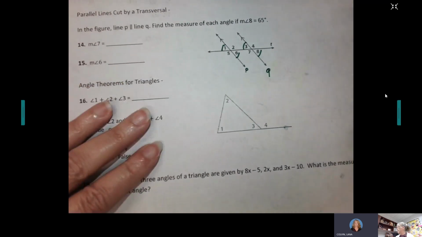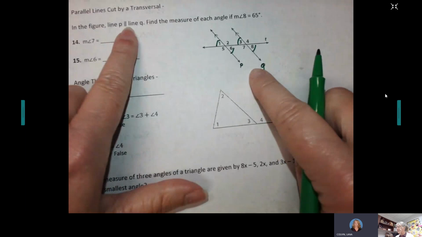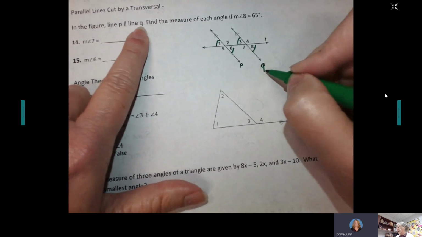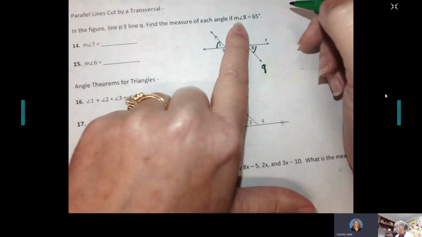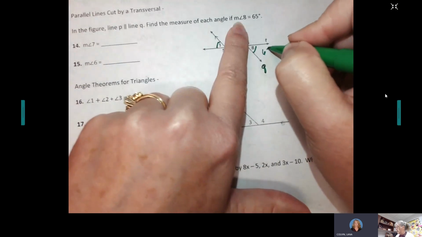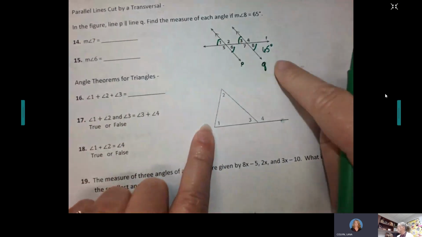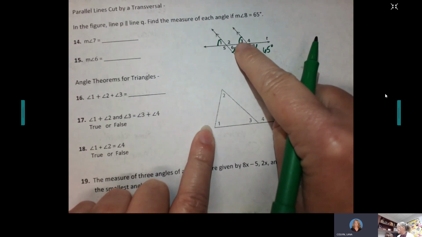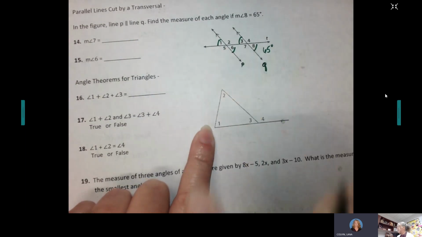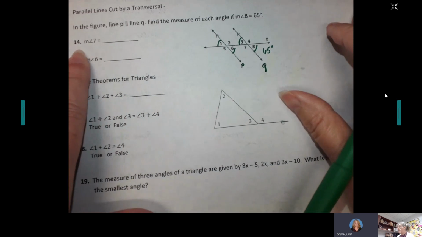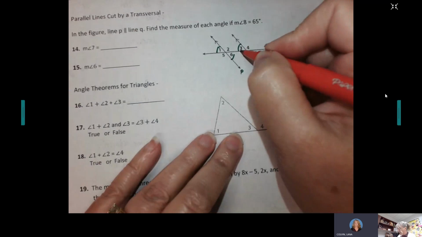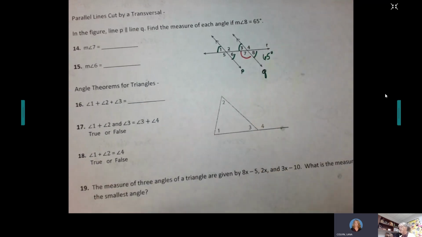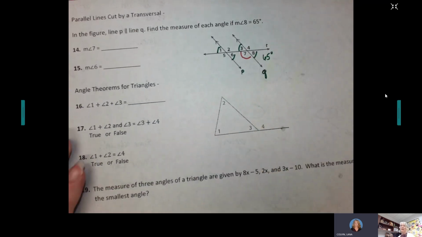What now? These were mislabeled. This is a P and a Q. All right, so the measure of angle 8 is 65 degrees. So I know that 3 is also 65 degrees, and so is 1, and so is 6. Everybody agree with that? Number 14 says, what's the measure of angle 7? 7 is not equal to 65 degrees. But how do I figure out how big angle 7 is?